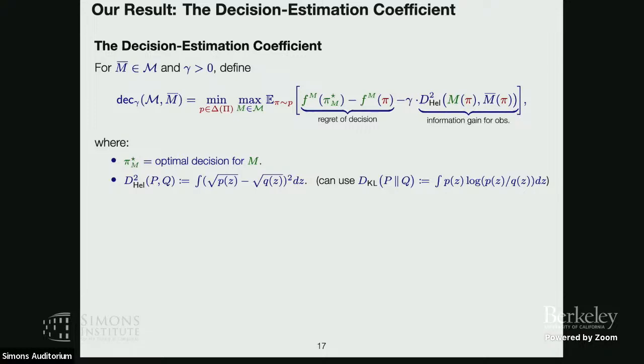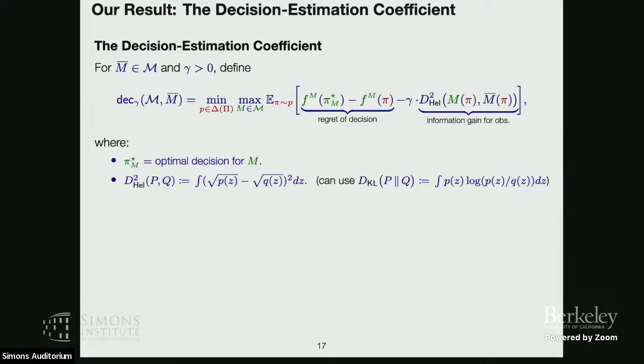Okay, so here, what do I mean by information gain? What we're looking at here is, for the decision pi we sample, what is the distance between the distribution over rewards and observations under this reference model and the distribution over rewards and observations under the model selected by the max player? Here we're using Hellinger distance, which is an information-theoretic divergence, but you can think of KL if that is more familiar to you. The difference will not be important for the results I'm presenting.